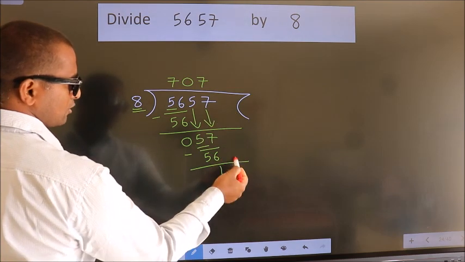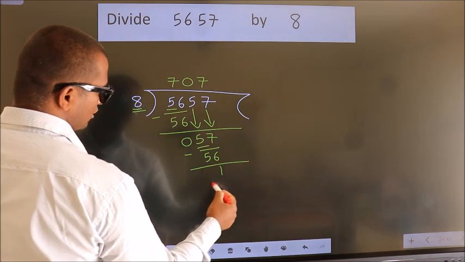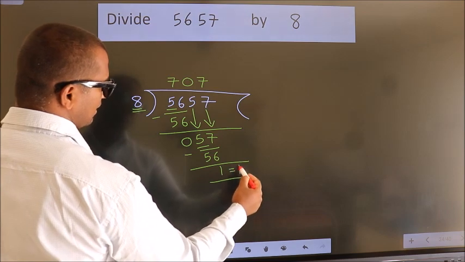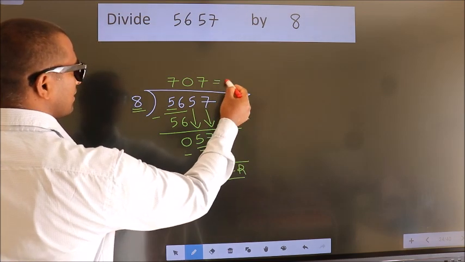No more numbers to bring down, so we stop here. This is our remainder. This is our quotient.